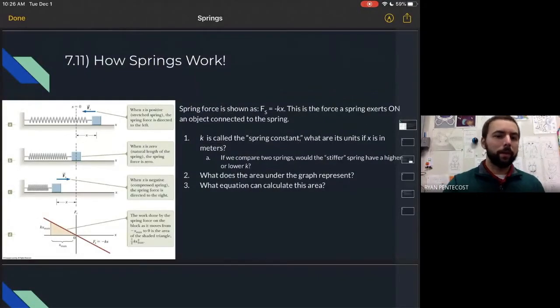Hi, everyone. Today we're doing springs. We're going to go over the spring force, and then we'll go over work done by springs and work done on springs. So first, how springs work.